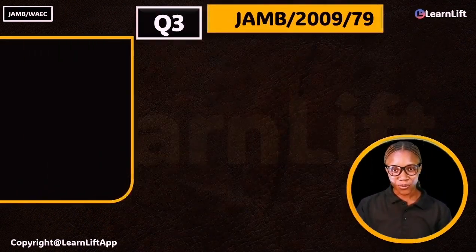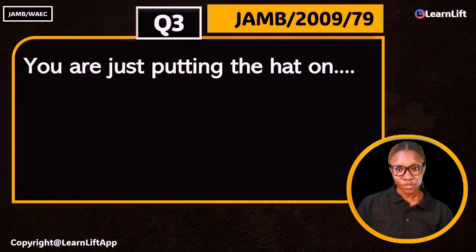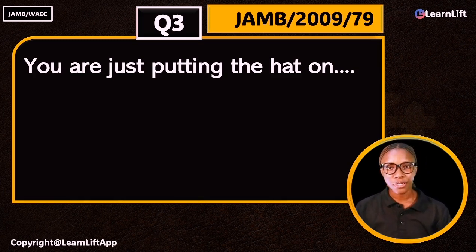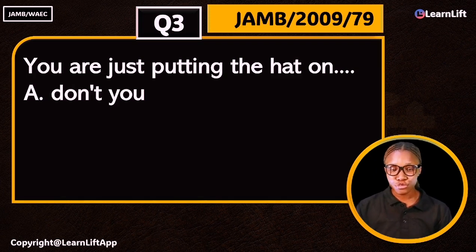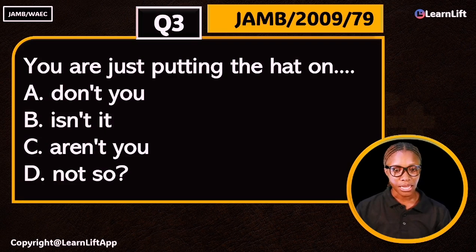All right, let's go to question 3. Question 3 is from JAMB 2009, number 79. You are just putting the hat on. Good and fine. This is a positive statement. It doesn't contain the use of not or n apostrophe t. So we're looking for a corresponding negative tag. We have don't you, isn't it, aren't you, not so.